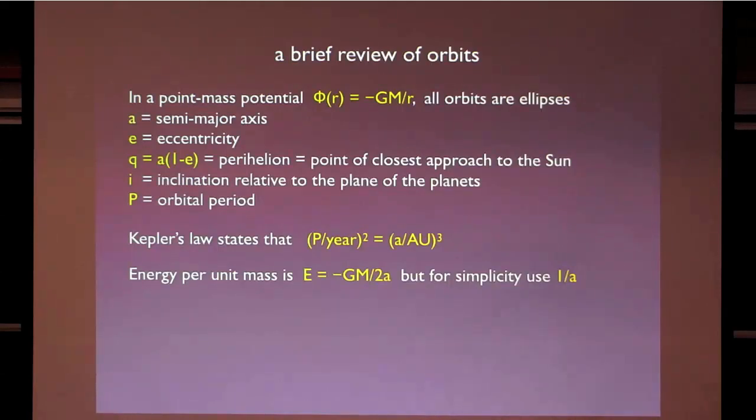The energy per unit mass in the standard Kepler formula is like that, and following the tradition of particle physics, I'll define dimensionless units in which G is 1, the solar mass is 1, and so on. And so I'll just use 1 over the semi-major axis to specify the energy.